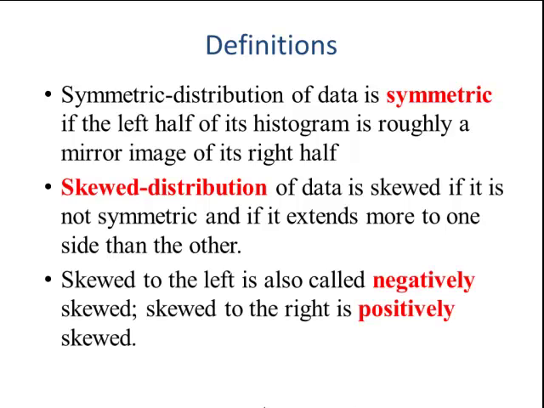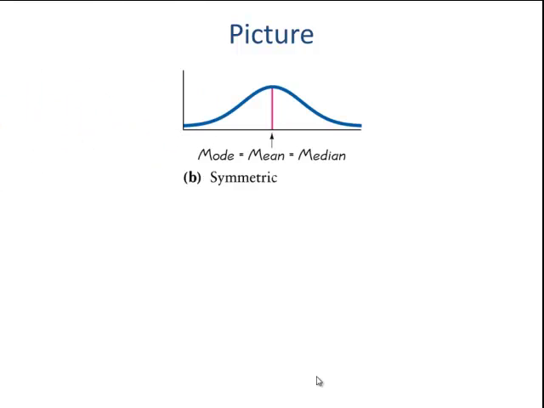Skewed to the left is also called negatively skewed, because if things go to the left on the number line, they are going in the negative direction. Skewed to the right is also known as positively skewed, and that on a number line is going to the right. To the right is positively skewed. Let's look at some pictures. If it is bell-shaped, then the mean, median, and mode are approximately the same. So if there's one peak and it is symmetric, the mean, median, and mode are about the same. We'll get more on that in chapter 3.